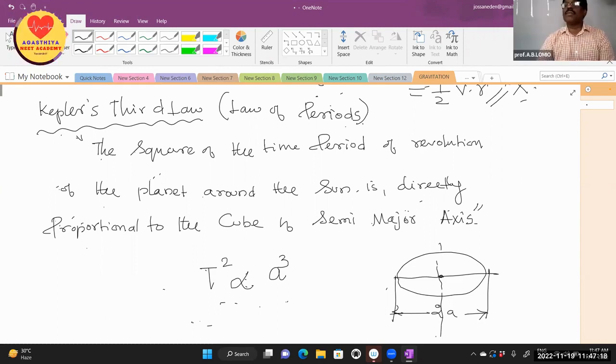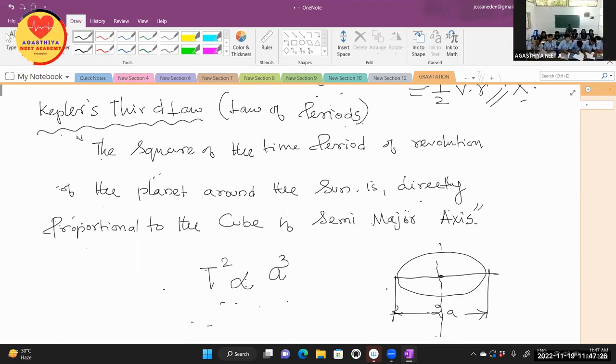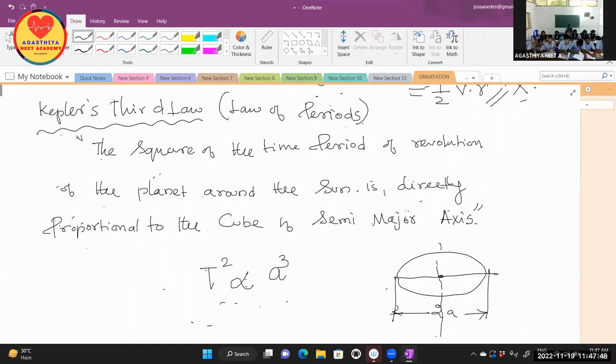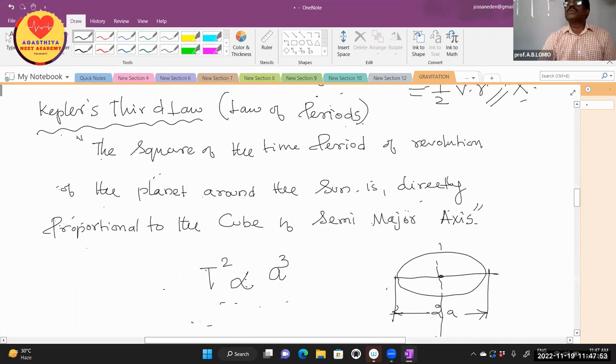In the first class, we discussed the law of gravitation. Correct? That is F is equal to minus G m1 m2 divided by r squared, where G is the universal gravitational constant, m1 and m2 are the masses, and r is the distance between the two masses.